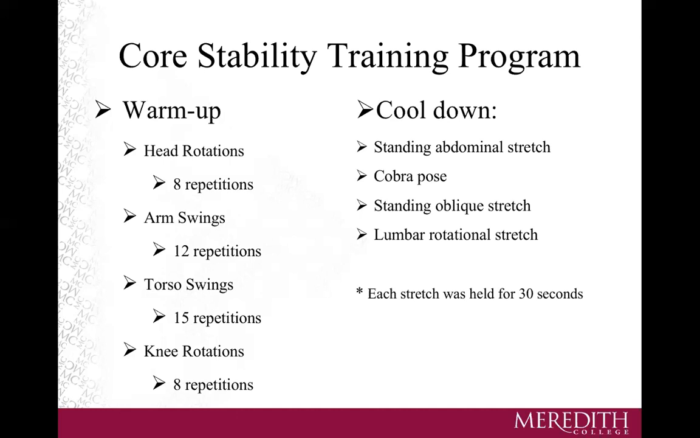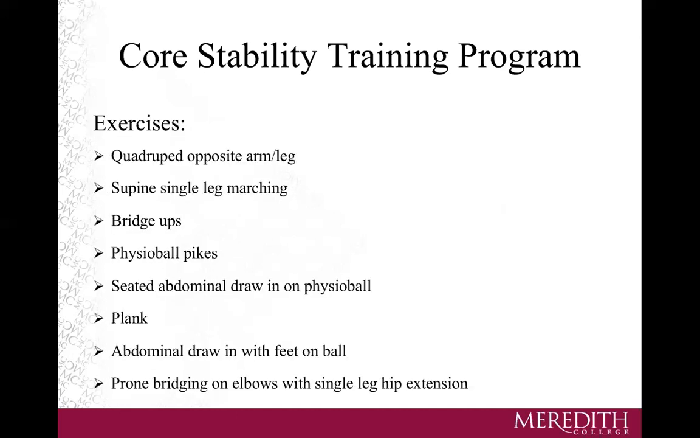And then after they completed their exercises, all participants also engaged in a cool down, which included a standing abdominal stretch, cobra pose, standing oblique stretch, and lumbar rotational stretch. Each of these was held for 30 seconds. This is a list of all the exercises that the participants completed. They did their pre-test, underwent 6 weeks of this core stability training program, and then at the end of their 6 weeks, we retested those same sport-specific movements.